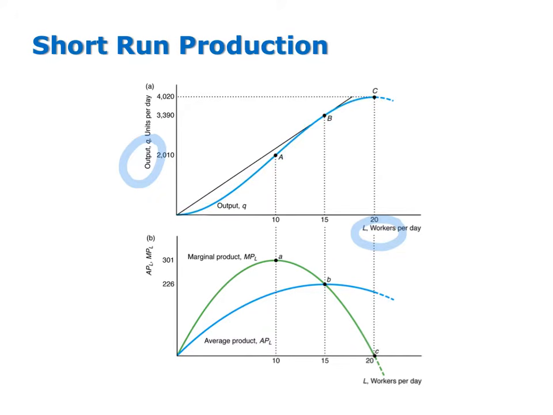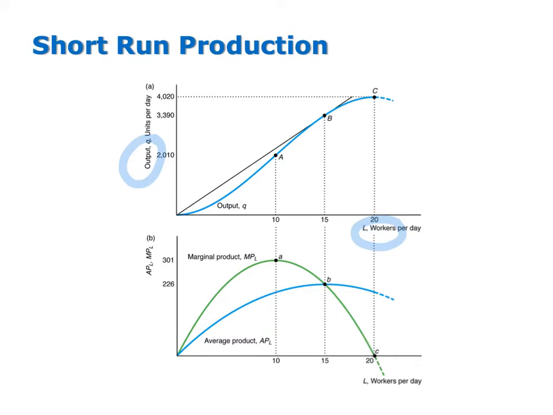Now, let's look at the rate at which the total product is increasing. What I want you to see on this graph is that initially, as the firm uses more labor, until the 10th worker at point A, total product is not only increasing, but it's increasing at an increasing rate. When total product is increasing at an increasing rate, marginal product is positive and increasing itself. What that says is that every additional worker is adding more to output than the previous worker.